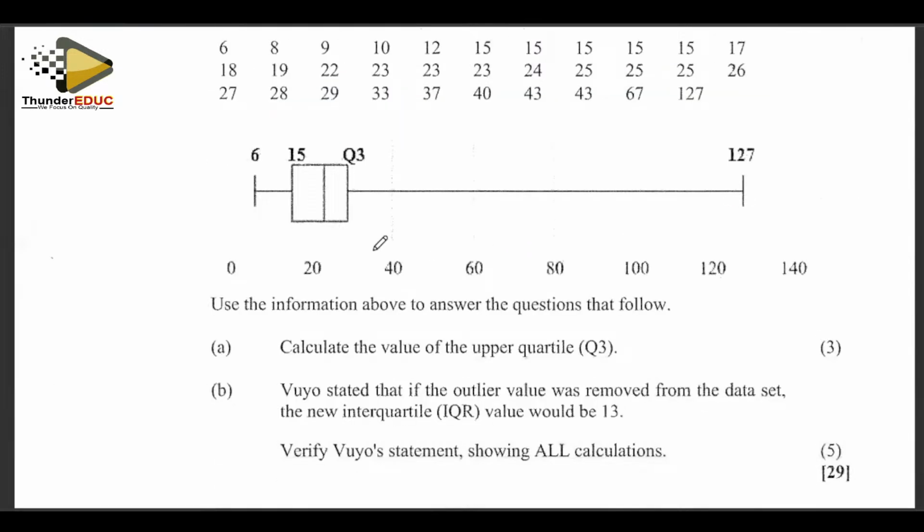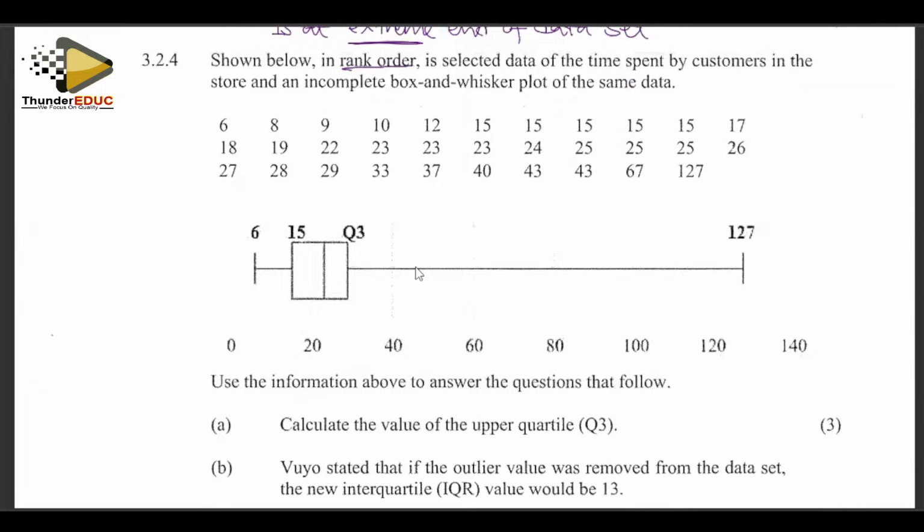Let me see. Part A: calculate the value of the upper quartile, 3 marks. Now, take note, we are given the minimum. We have the Q1. We don't have Q2. Q2 is missing. And remember, Q2 is what we use to determine the left and the right. You understand? So, since these are 32 values, I'll divide by 2, I get 16. That means if I get a definite number, I need to take the 16th number and the 17th number, add them, and divide by 2.